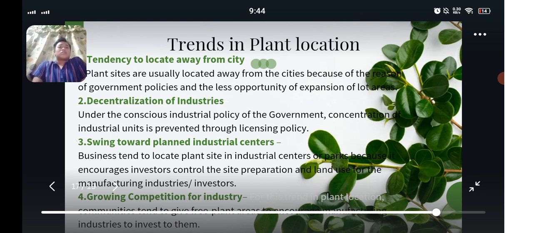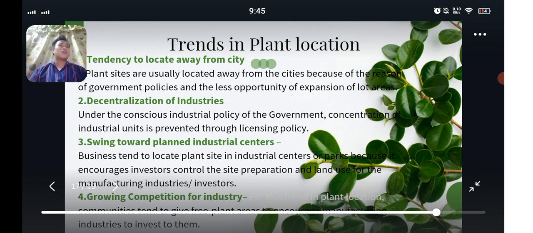Number two, decentralization of industries. Licensing regulation prohibited industrial unit concentration as a part of the government's industrial policy. In some places that are heavily industrialized, new units cannot be started. Similarly, existing units sometimes shift their entire operation or simply set up their additional plants in less developed locations.